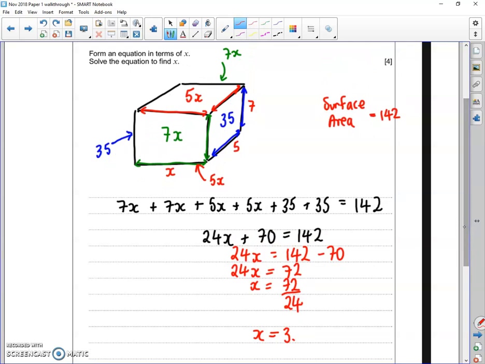Okay, that's quite a nice question. Sometimes you get a volume one. The only difference with volume, you'd probably end up with a quadratic to factorise and solve, or if it was paper 2, get your calculator out and use the quadratic formula, but that's quite a nice one.